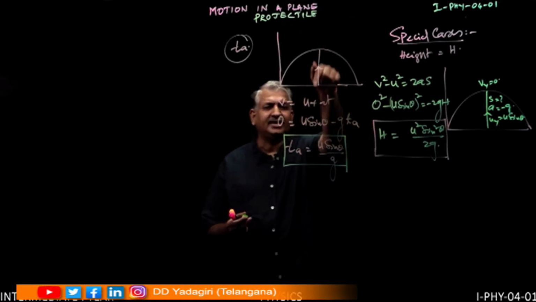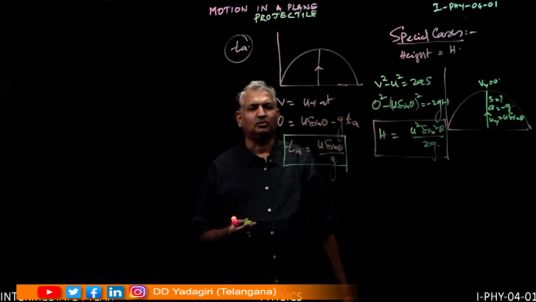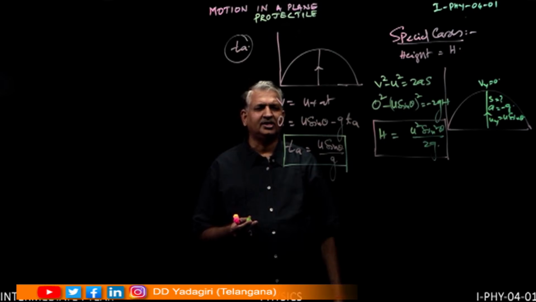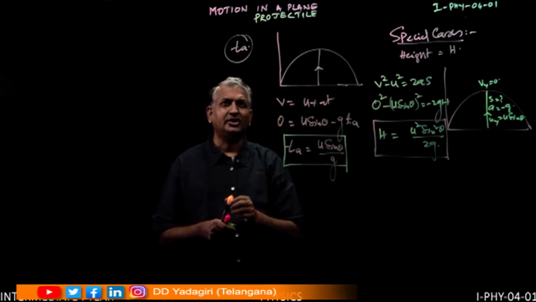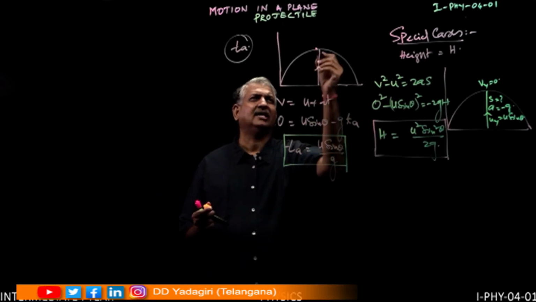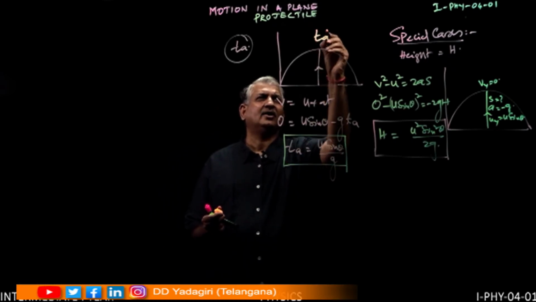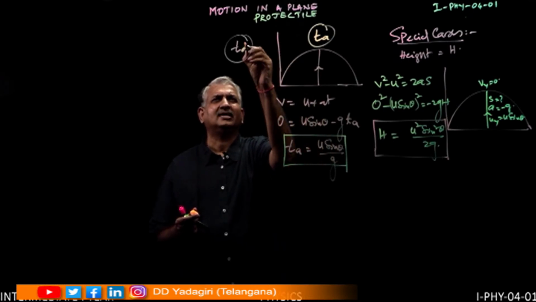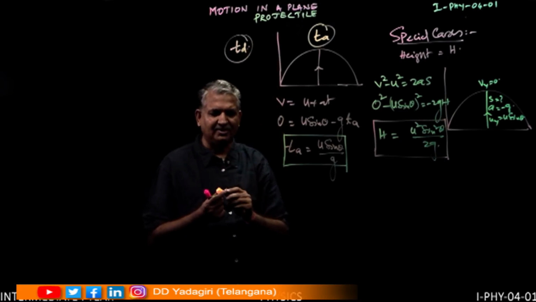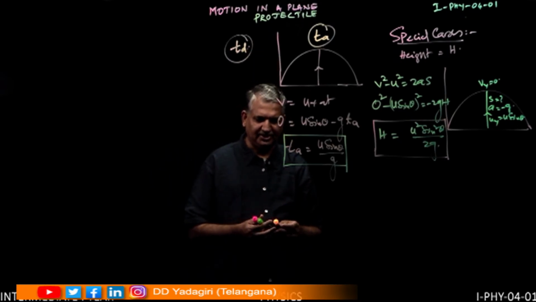మరి కిందకి రావటానికి ఎంత టైము పడుతుందో ఇప్పుడు కనుక్కోబోతున్నాం. That is called time of descent. This is time of ascent. So here we calculated time of ascent. Now I am going to calculate time of descent. So I want to calculate time of descent. అంటే కిందకి రావటానికి పట్టే కాలాన్ని time of descent అంటారు.